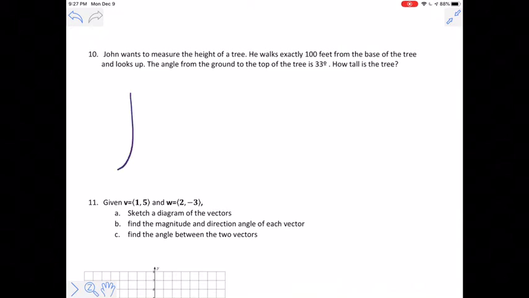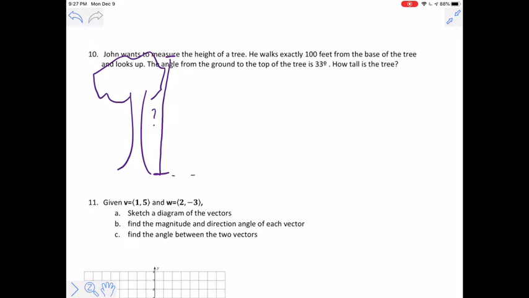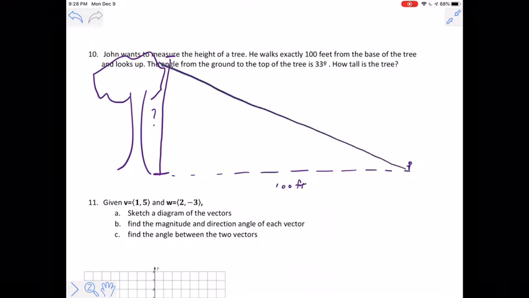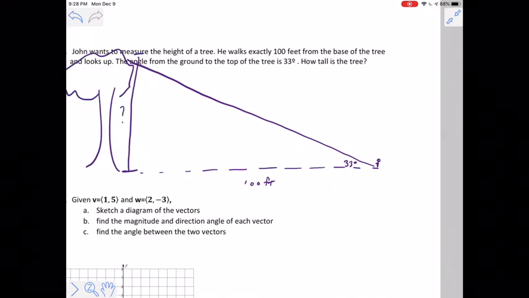Okay. We have some tree here, and this guy John wants to measure the height of the tree. So he walks 100 feet away. So here's a little guy over here. And the angle from the ground to the top of the tree, he measures to be 33 degrees. So how tall is the tree here?